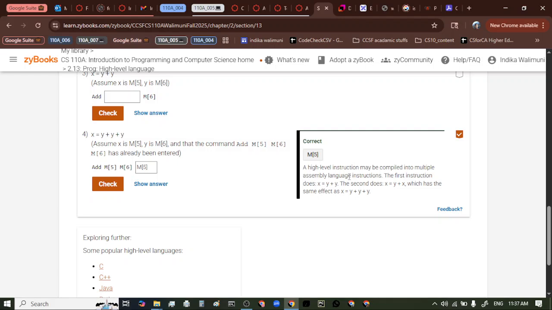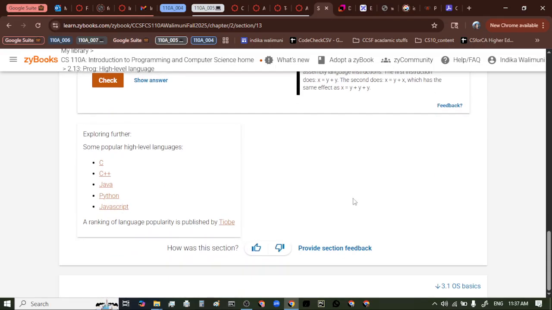So second, that's this one, right? So now you are adding y again. So x is M5 and then y is M5. We are adding M5 in the end. All right. So okay, that's it.